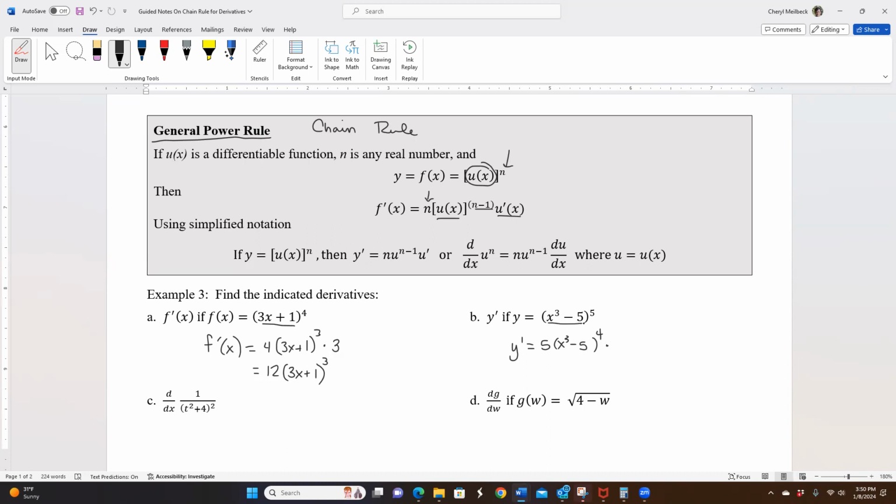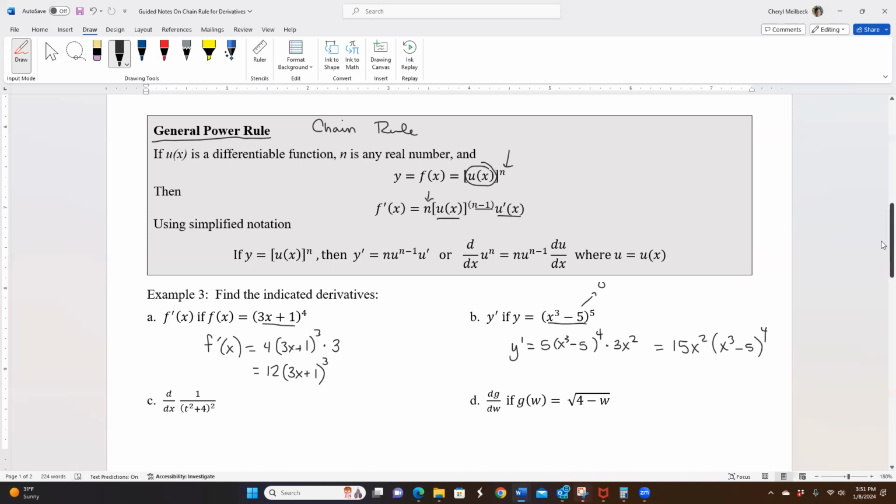The derivative of this inside function would be 3x squared, and minus 5 would become 0 for that inside function. Cleaning this up, we'd write that the derivative was 15x squared times x cubed minus 5 to the 4th.